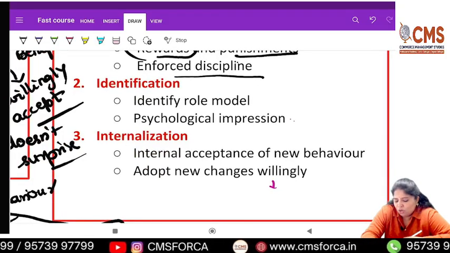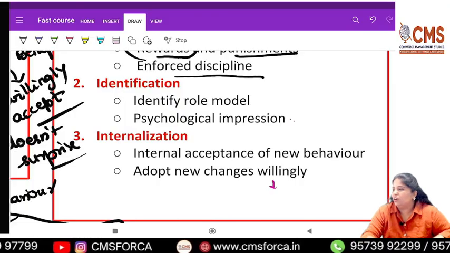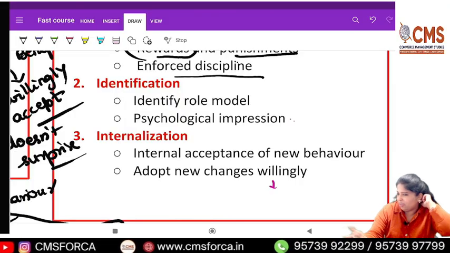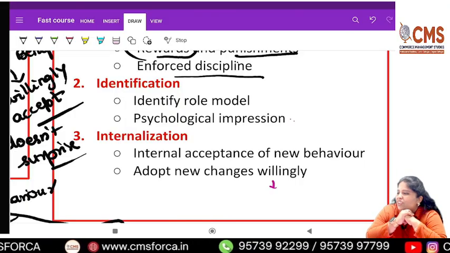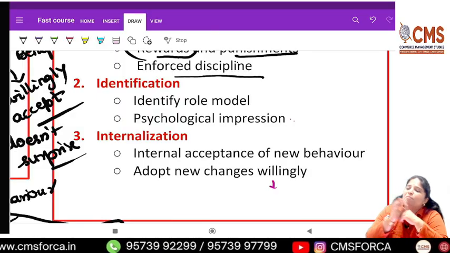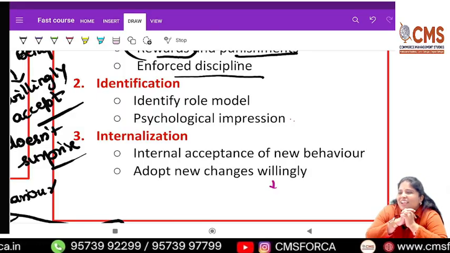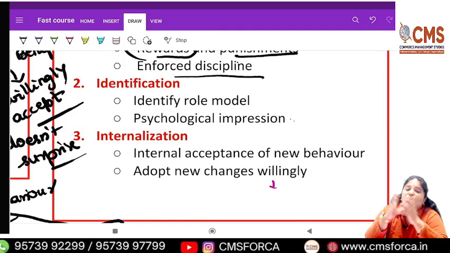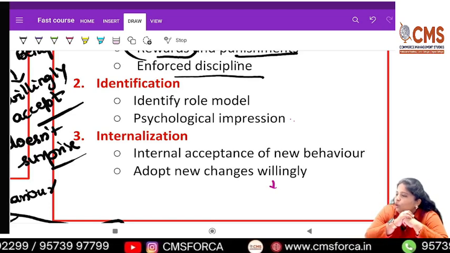Next one is identifying a role model. Now, I'm sure every one of you must be having a role model. Might be a celebrity, might be a sports person, or might be a person in your family. Every person will have a role model. What is the purpose of having a role model like that?